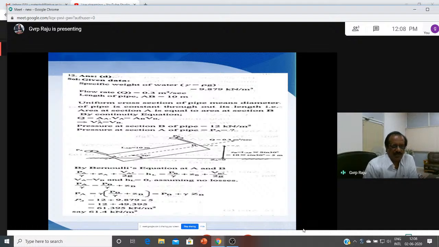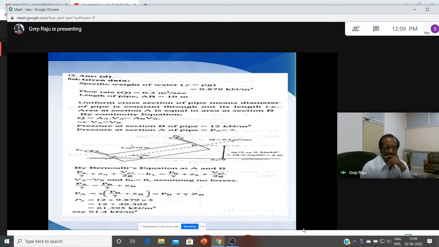The discharge Q is equal to A1 V1 or AA VA or AB VB, the continuity equation. So when it is a uniform cross section of the pipe, the diameters are same. As the diameters are same, the areas are same. When you use the continuity equation, A1 V1 is equal to A2 V2, both sides the pipe has the same diameter. So you can make AA equal to AB and the velocity VA is equal to VB. So pressure at section B he has given 12 kilonewton per meter square. He has also asked to find out the pressure at the other section.